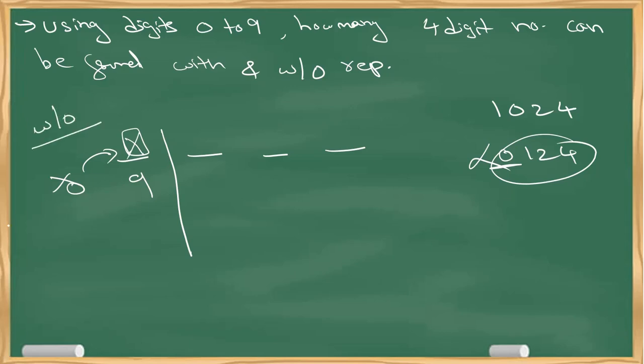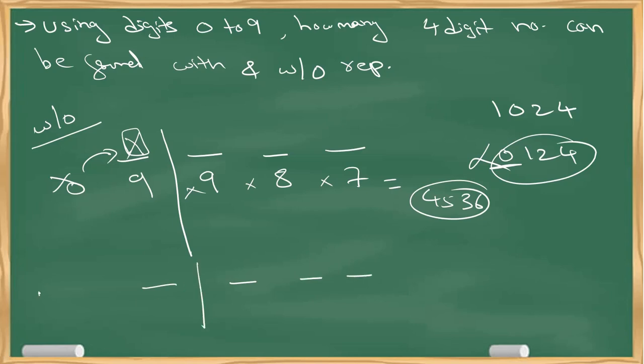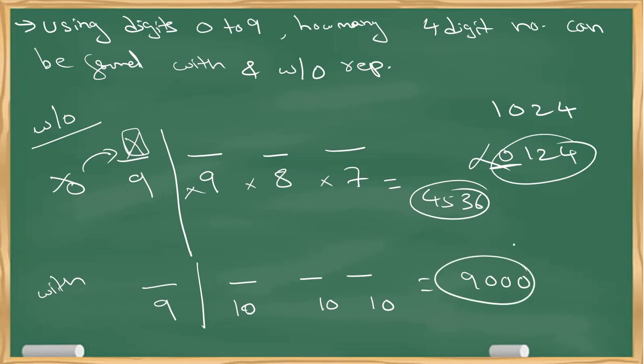So let me start with the without repetition case. Now 0 is not used here. I have fixed one of the 9 digits. Now out of 10, one digit is gone. How many left? 9, 8, 7. That's it, simple. So just multiply 9 into 9 into 8 into 7. So I'll get 4536. That is the answer. And with repetition, it would be quite easy. So 0 should not be here. So 9. Remaining 10, 10, 10. So the answer is 9000. Clear?